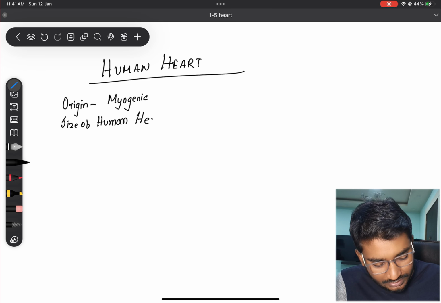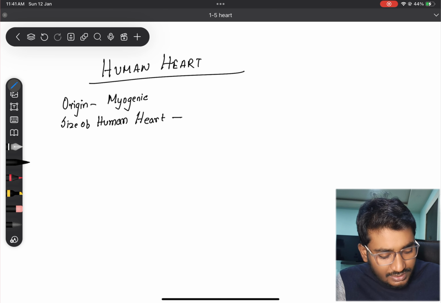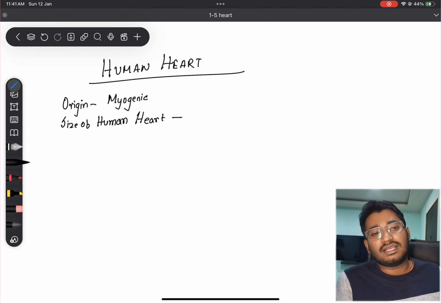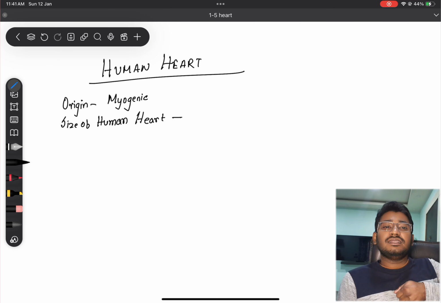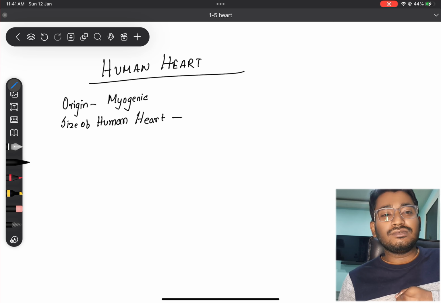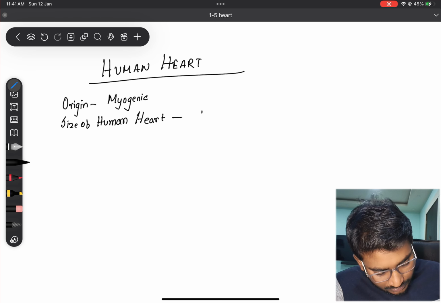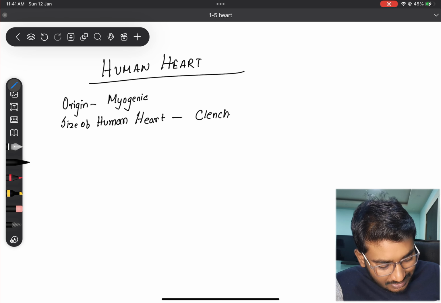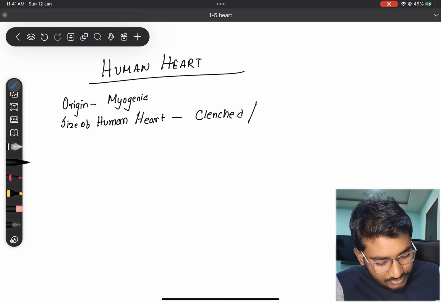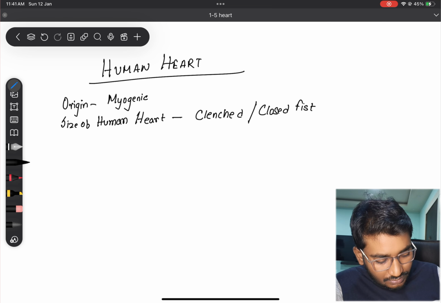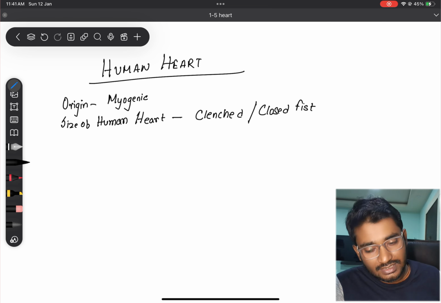Size of human heart. What is the size of the human heart? Like a fist. The size of our fist is the size of the heart. It is tilted slightly towards the left. Here it is situated and it is tilted slightly towards the left side. The medical term is clenched, and we say it is like a closed fist, a clenched fist.